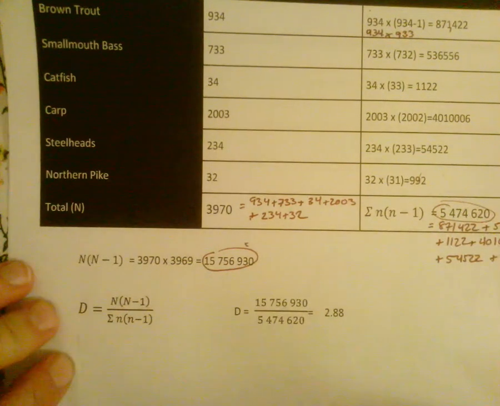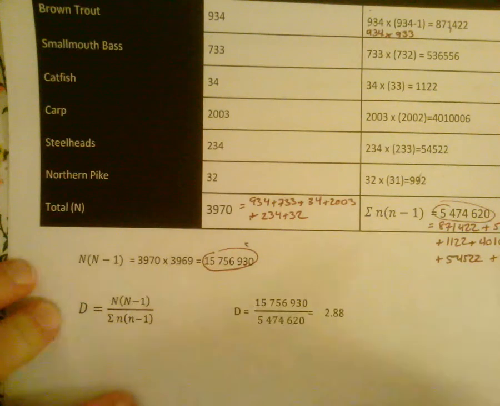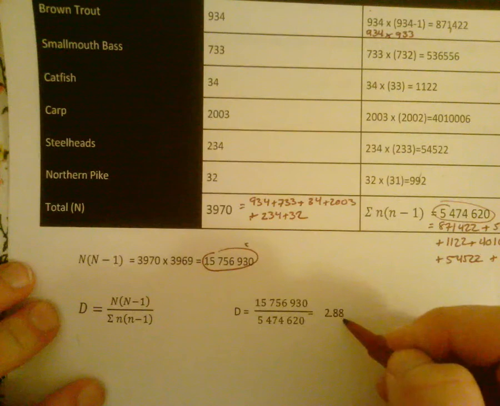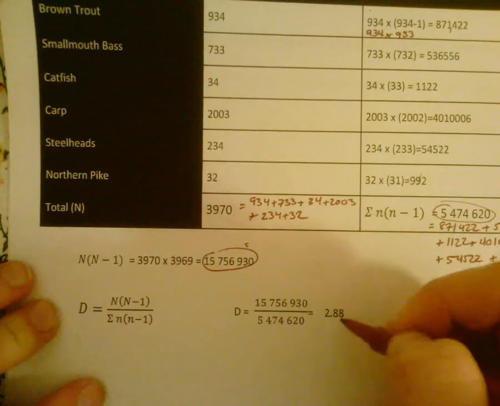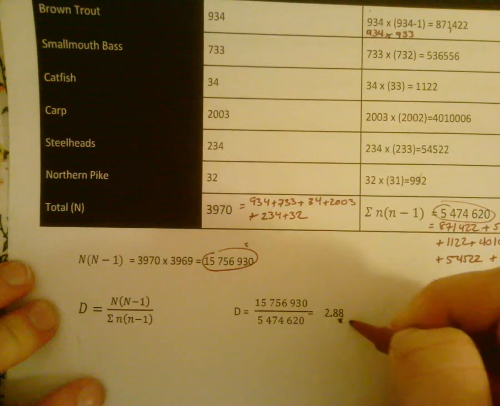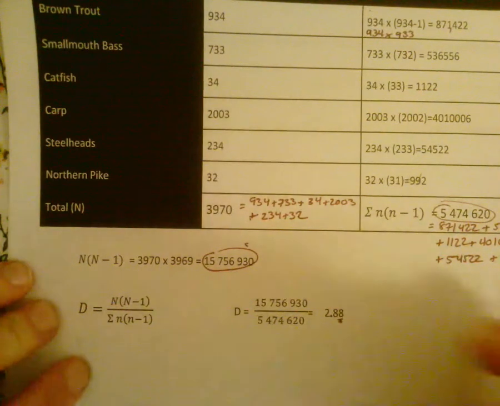So we've got both of them. So now we just plug them in. Okay, numerator, denominator, get your calculator, plug it in, and then we're going to use 2 decimal places, okay? So we'll round to the nearest hundredth. So whatever you get here, we'll round to the nearest hundredth. So this is 2.88 for our diversity index.